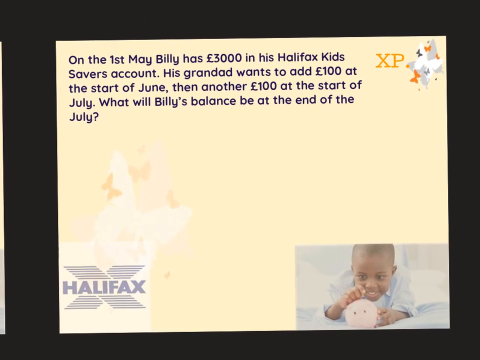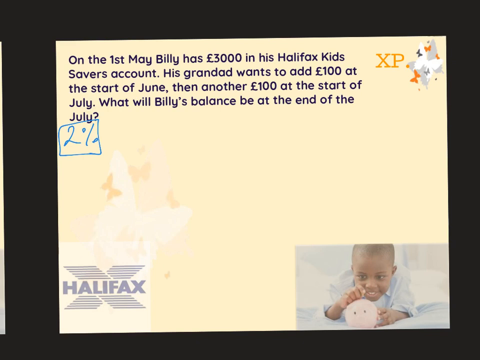And then lastly, just because it can be a little bit more complicated than what we've done: on the 1st of May, Billy has £3,000 in his Halifax Kids Savers account. His granddad wants to add £100 at the start of June, then another £100 at the start of July. What will Billy's balance be at the end of July? So if we stick with the 2% to start with, the way that you would work this out is very, very long-winded and you're having to do it monthly.